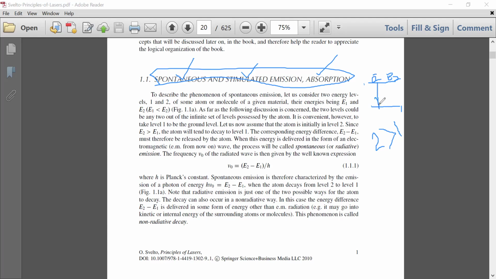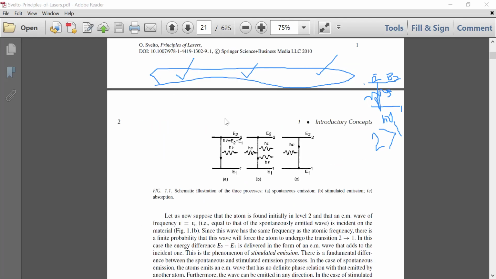this will decay down to the energy state 1 with the emission of a photon with energy h times nu. Nu is a frequency. So let's go to the slide that is just here. When there are two energy levels and we never shine a photon on it, it decays naturally.